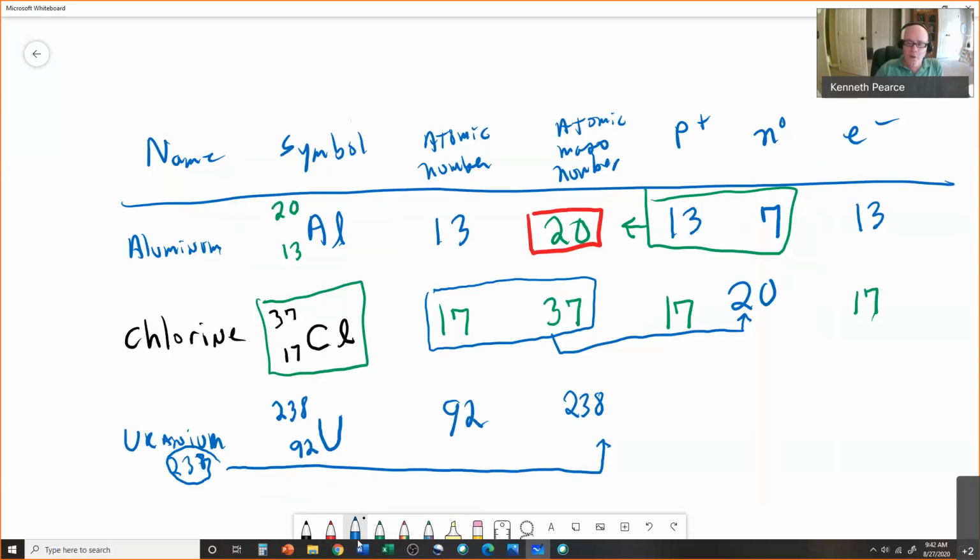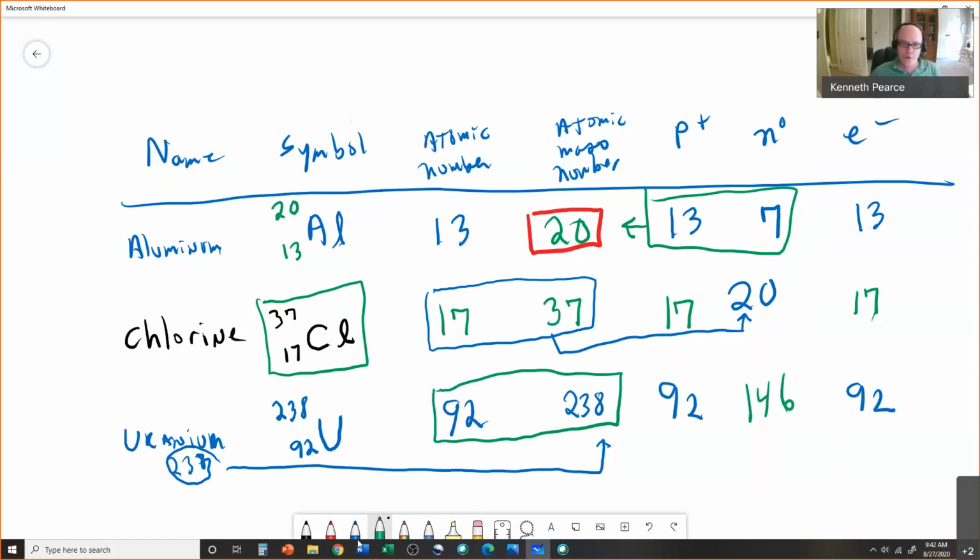I know that the atomic number, the protons and the electrons are all the same. Now we need to figure out how many neutrons it has. We're going to subtract the atomic number from the atomic mass number. So we say 238 minus 92, and I get 146 neutrons.